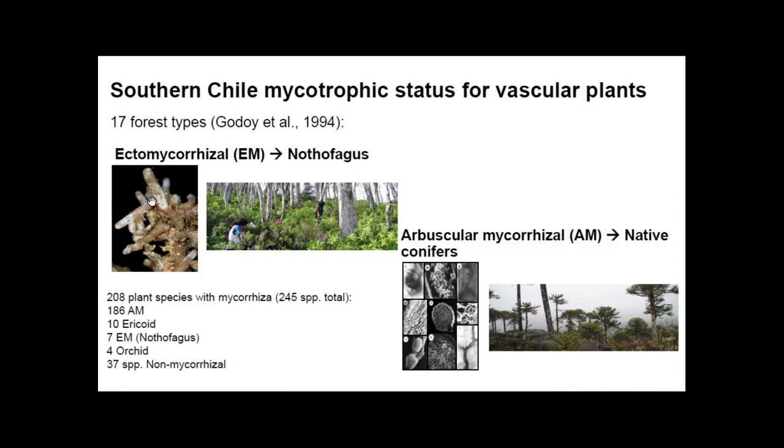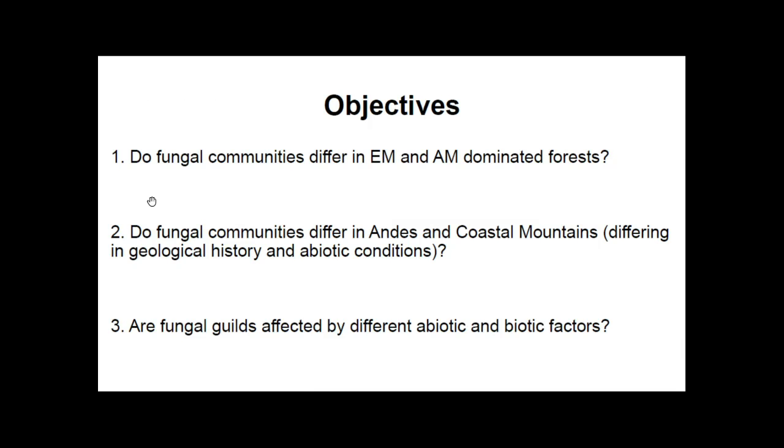Furthermore, of the vascular plant species described there, just 7 species are associated with ectomycorrhiza, and these are the 7 species of the nothofagus genus. So we ask 3 questions. How do fungal communities differ between ectomycorrhiza and arbuscular mycorrhiza dominated forests, I mean nothofagus and conifer forests? Do these fungal communities differ in the Andes and the coast? And how are these differences given by different fungal guilds, not just the fungal community as a whole?